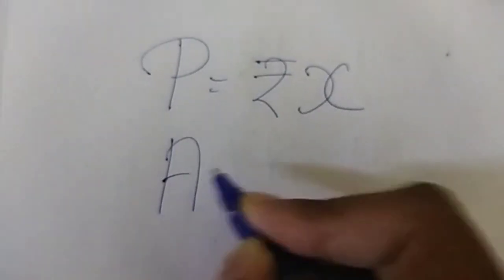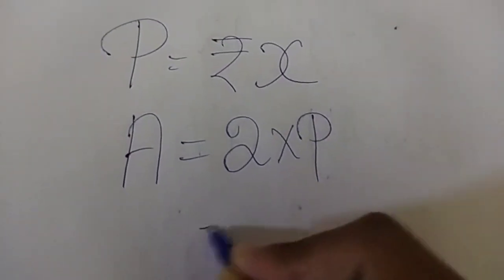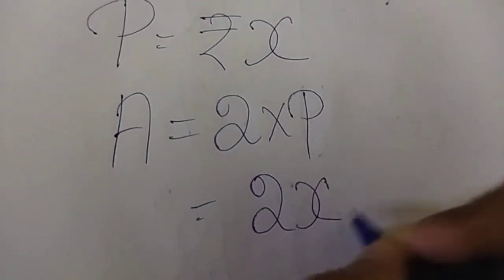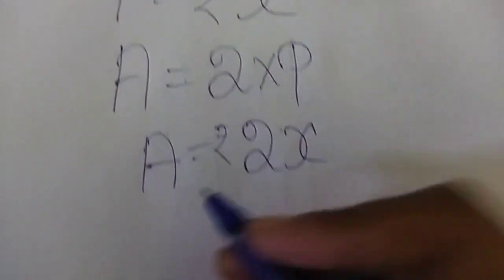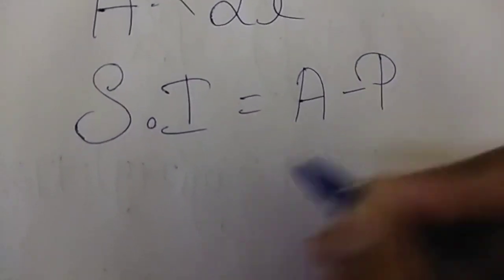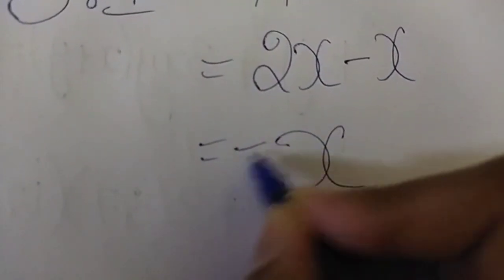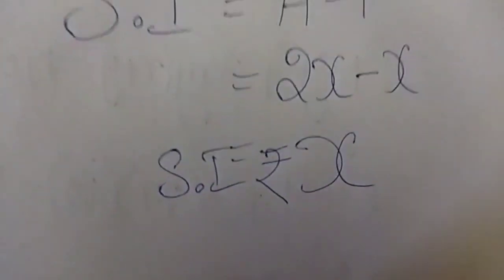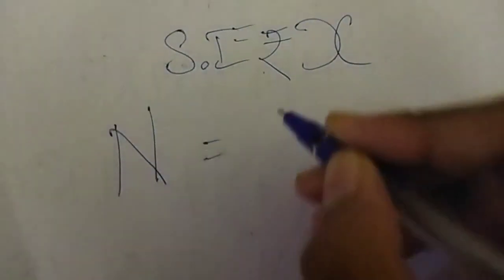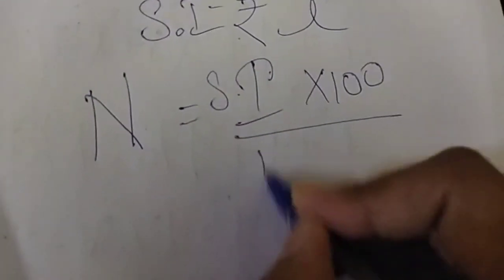So let me take principal as rupees x. Now the amount doubles, right? Amount doubles means 2 into principal, so 2 into x, rupees 2x. Amount is equal to rupees 2x. What is the formula for SI? SI is equal to amount minus principal. So 2x minus x is x. So rupees x. Now the formula for number of years is equal to SI into 100 divided by P into R.